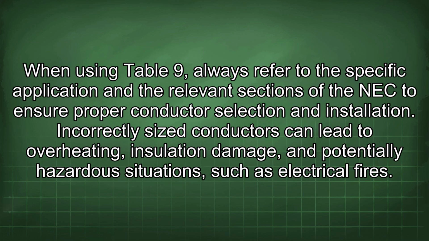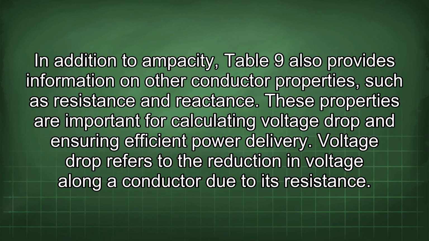When using Table 9, always refer to the specific application and the relevant sections of the NEC to ensure proper conductor selection and installation. Incorrectly sized conductors can lead to overheating, insulation damage, and potentially hazardous situations, such as electrical fires. In addition to ampacity, Table 9 also provides information on other conductor properties, such as resistance and reactance. These properties are important for calculating voltage drop and ensuring efficient power delivery.